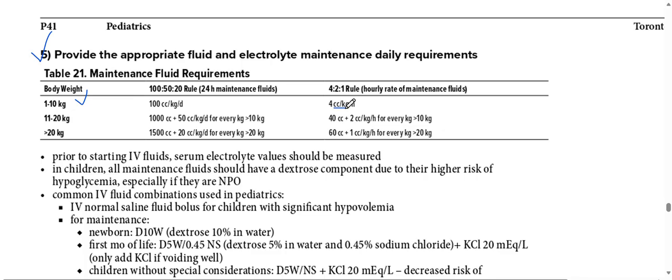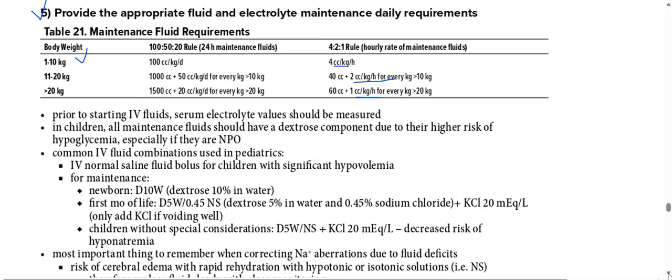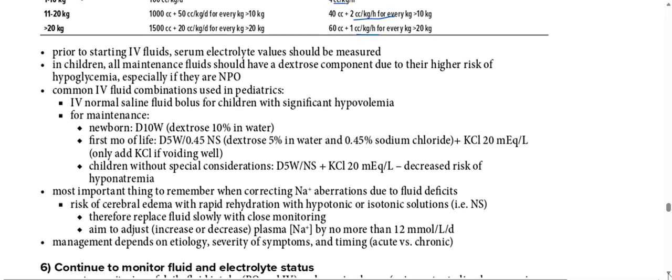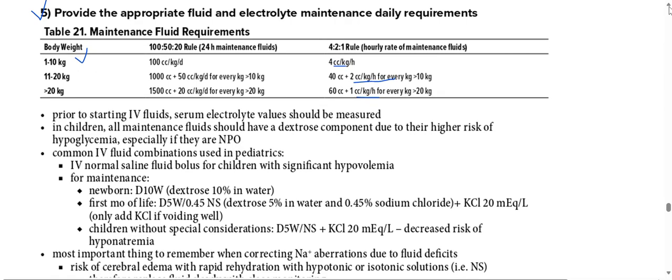The first 10 kg, 4 cc per kg per hour, then the next 10 kg is 2 cc per kg per hour, and if the weight is more than 20 kg, then 1 cc per kg per hour. All right, so the 4:2:1 rule is there, and the 100-50-20 rule is there. Okay, we can discuss more about it in a couple of minutes. All right, so if you need to calculate how much fluid should be given to the child, we can use this formula, the 100-50-20 rule for maintenance fluids, and the 4:2:1 rule for the hourly rate of maintenance fluid.